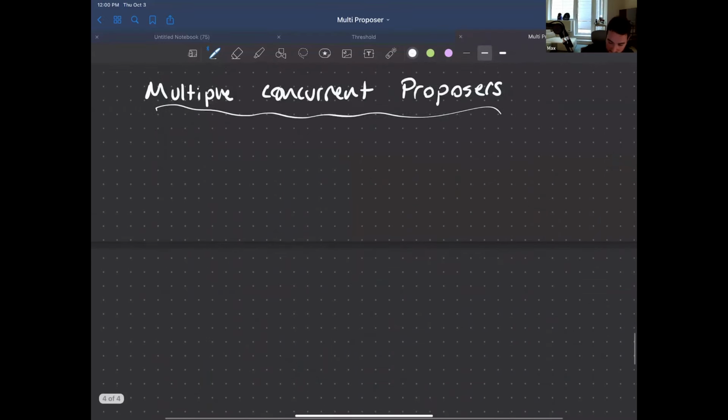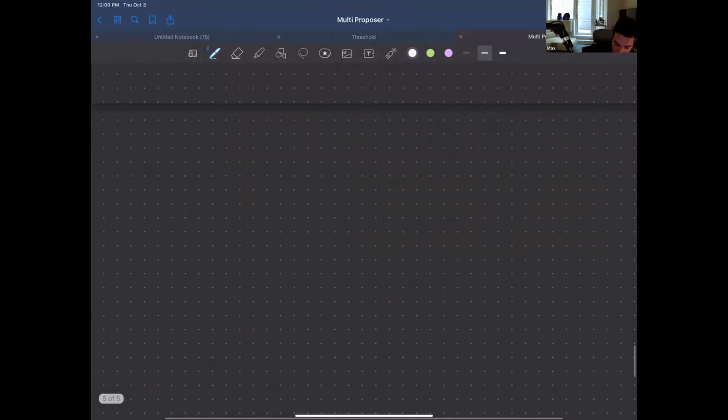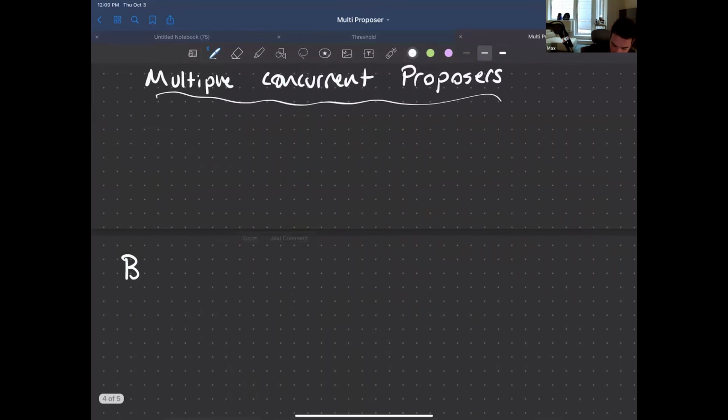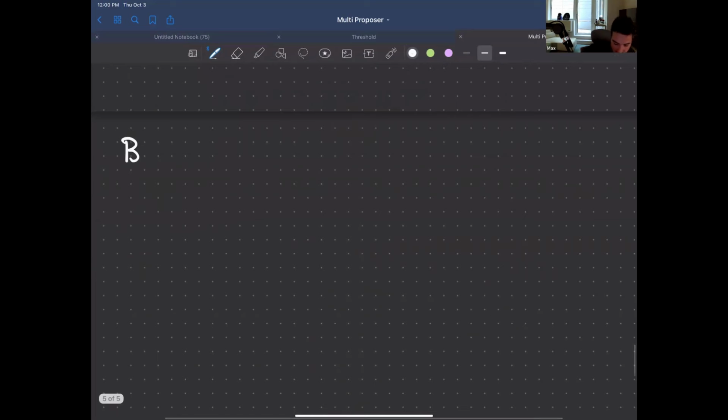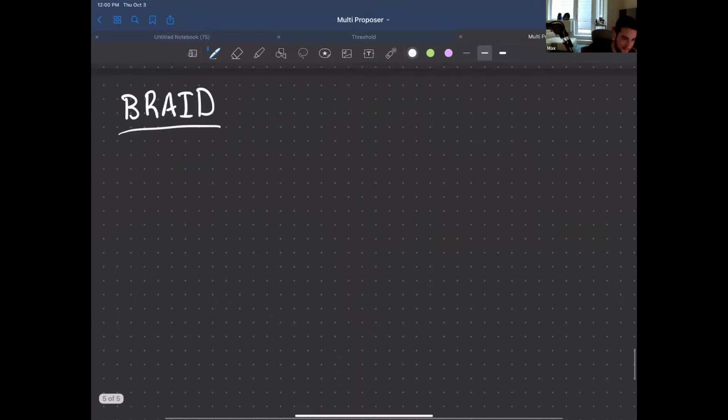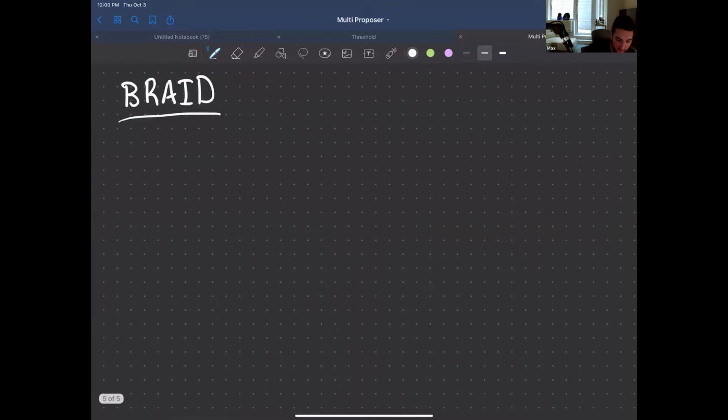Okay, so let's talk about how to implement multiple concurrent proposers. We have some time for questions. We have this idea that we're working on. It's called Braid, an interesting experiment in research across different specialties.